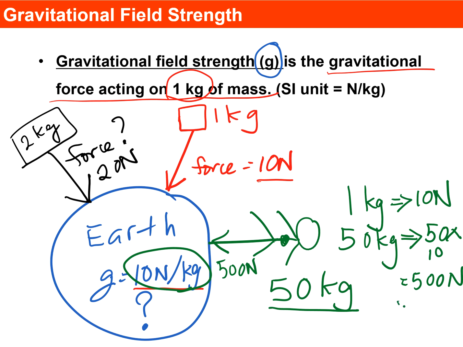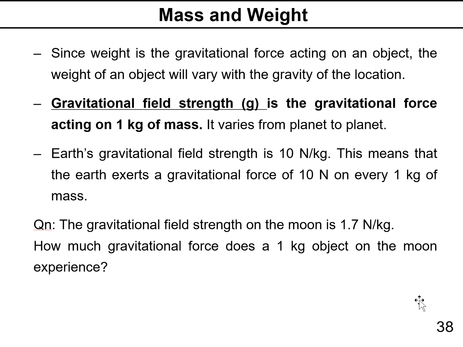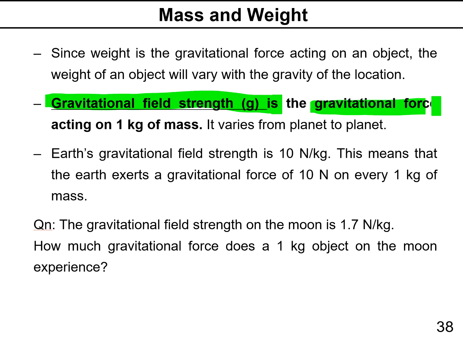And this 500 newtons has a special name. This gravitational force of 500 newtons is also known as your weight, because your weight is basically just another name for the gravitational force that's acting on you. So let's revise a little bit. The gravitational field strength is the amount of gravitational force that's acting on 1 kilogram of mass. So as long as you know the mass of the object and the gravitational field strength, you'll be able to work out the gravitational force.